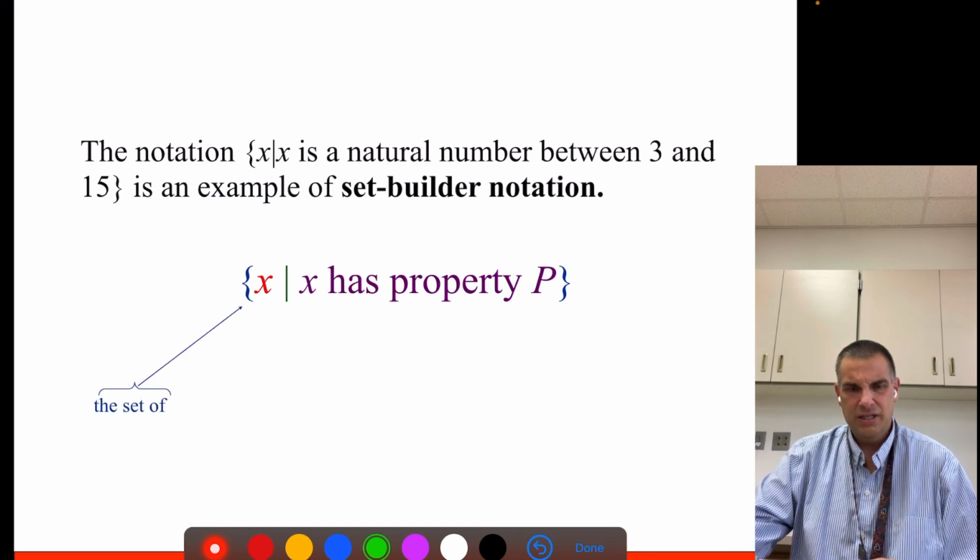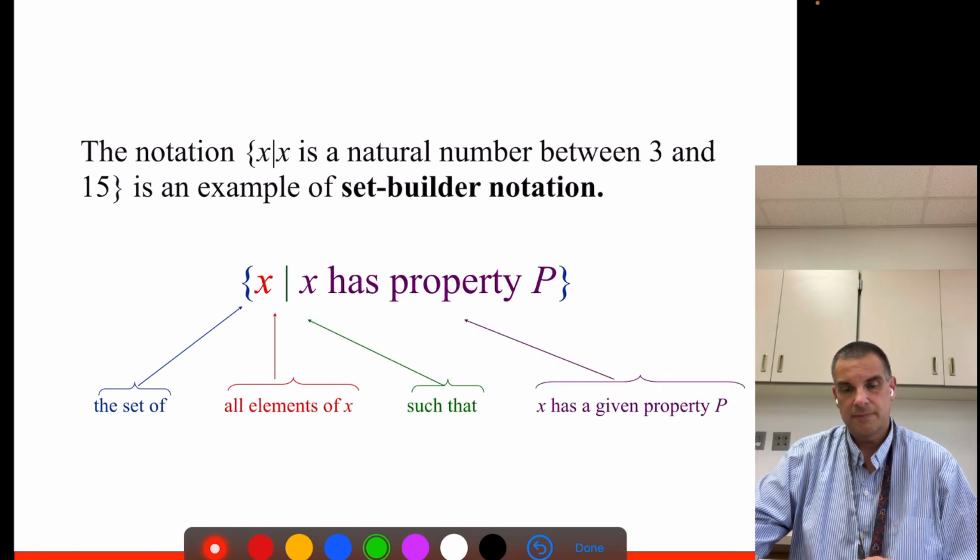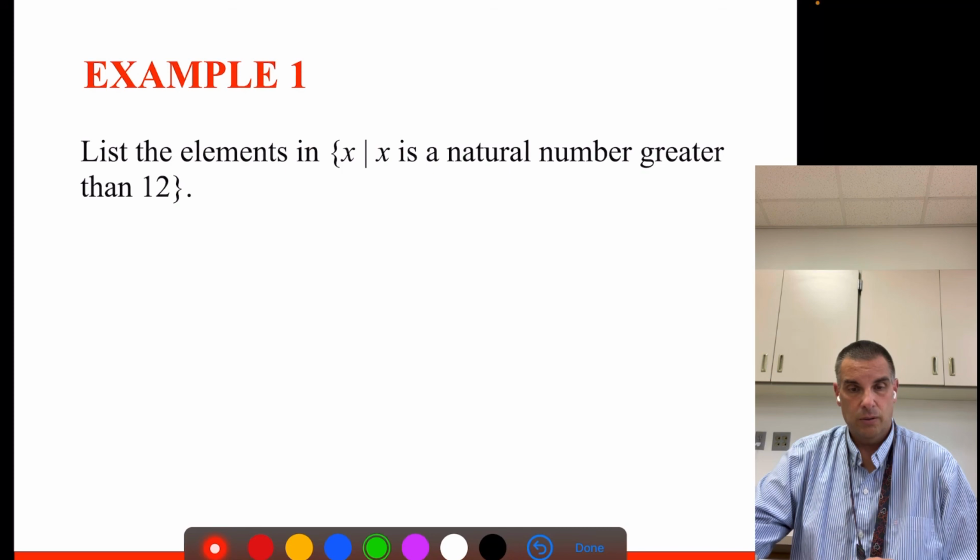What this means and how this reads is the brackets mean the set of all elements x such that x has the given property. So that's what we call set builder notation. We're not going to worry about set builder notation a whole lot.